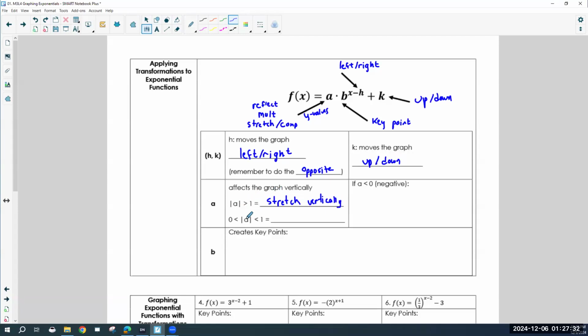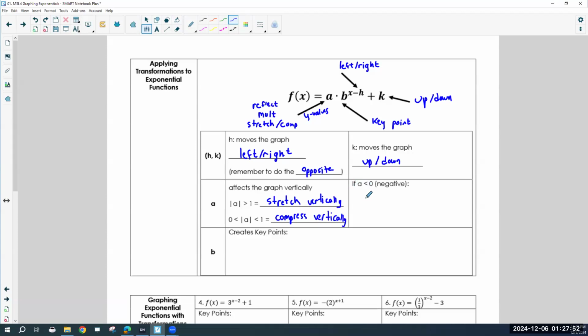Now, the next one always confuses students because they're like, what does it mean when it's saying that the absolute value is between 0 and 1? It's basically saying that A is a fraction and that fraction is less than 1, and that would make things smaller. So an example would be like a third. Well, if I multiply things by a third, that is going to compress it vertically, and that compression is going to cause it to make the graph smaller or compress.